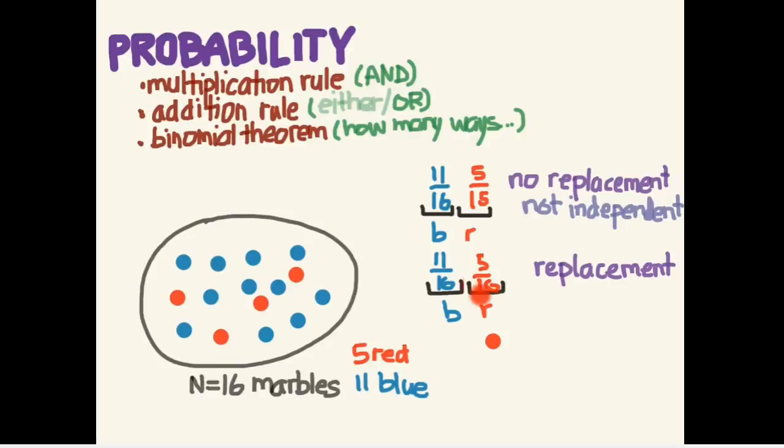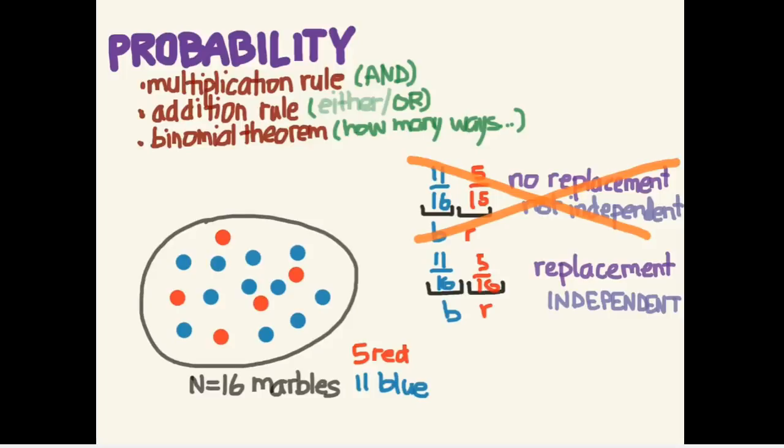The second marble draw had nothing to do with the first one, because this one and this one were drawn from the exact same pool of marbles. So they are independent of each other. This one does not depend on what was drawn first. Okay, all that said, we are not going to deal with non-independent events now. We're just going to deal with independent events.